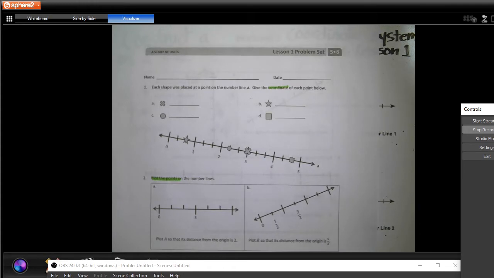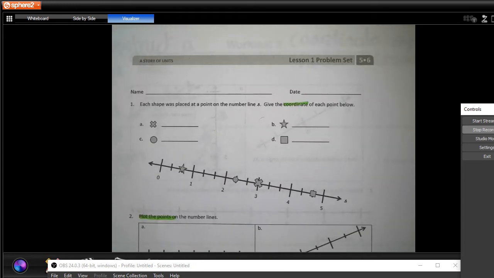So this is something similar you're gonna have for homework. Let me lower this so you can see it better. Let's look at this problem right here. Let's see.